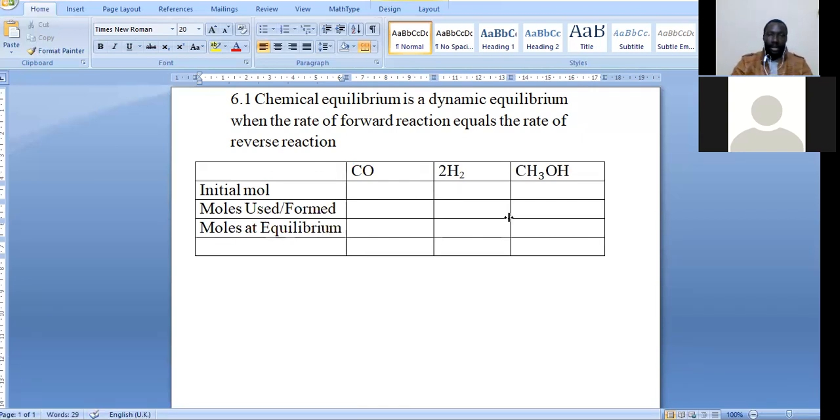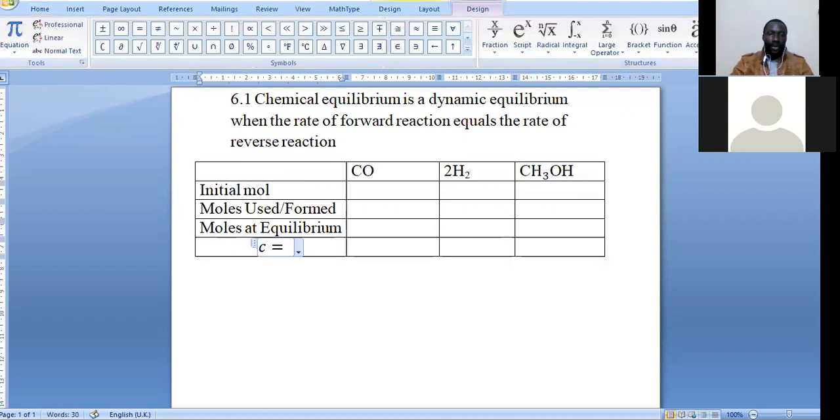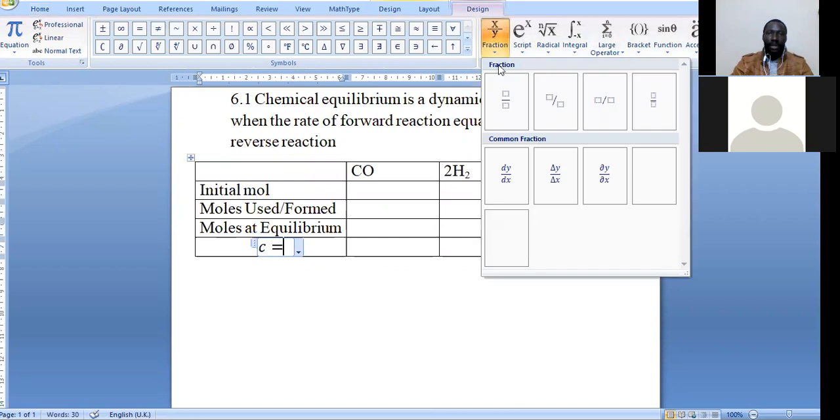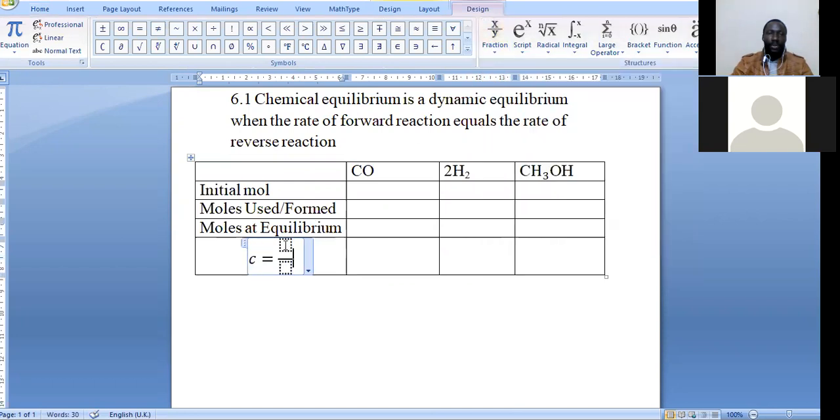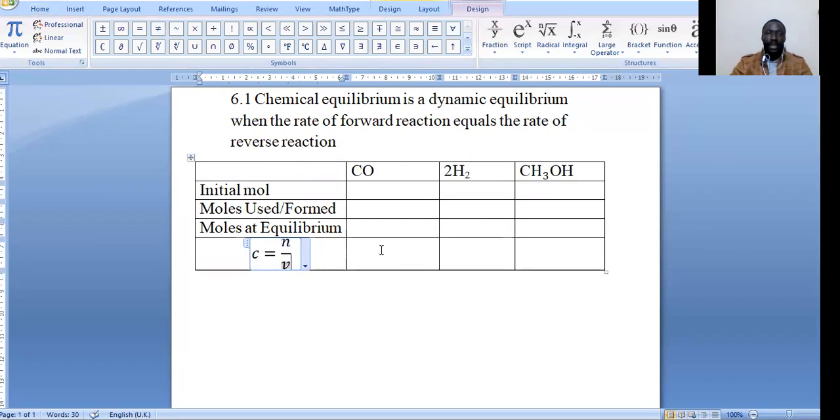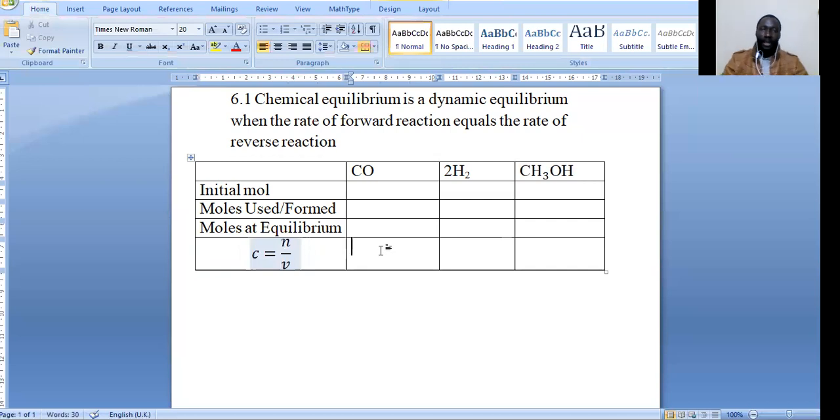Okay, moles at equilibrium. And then finally we'll be having the concentration right here. So let's say the concentration here, we can now put the formula right away. Concentration C will be calculated, if it's not given, from this formula here. And what's the formula? The formula is the number of moles per unit volume. Yes, that's what we have. So now let's extract this and see what we can get from it.